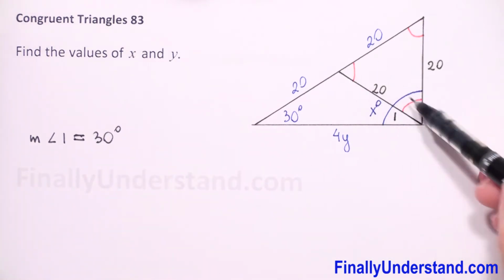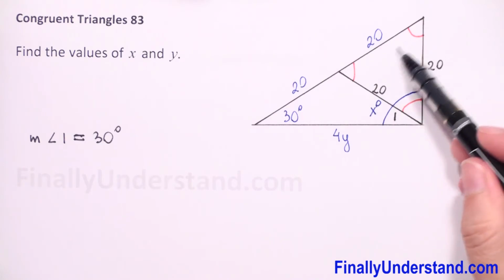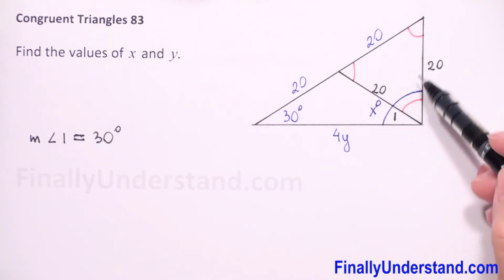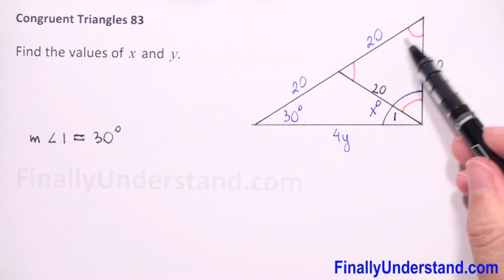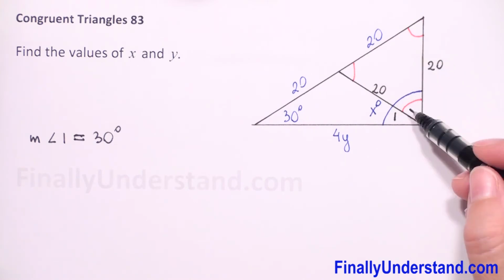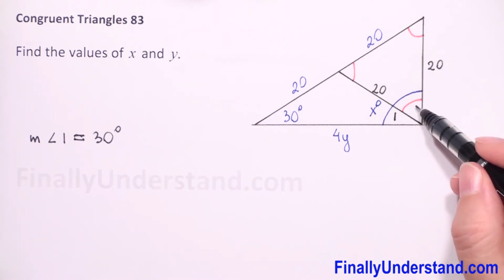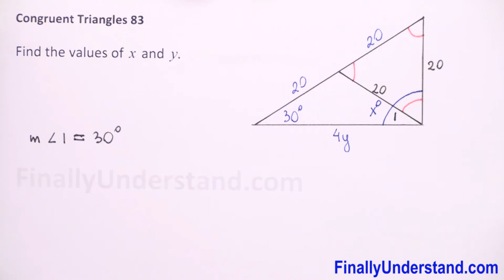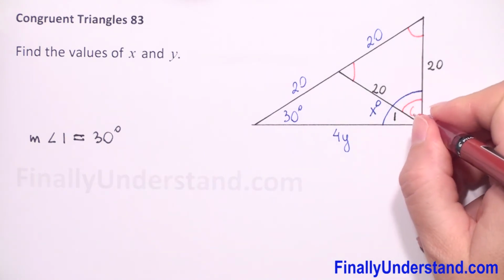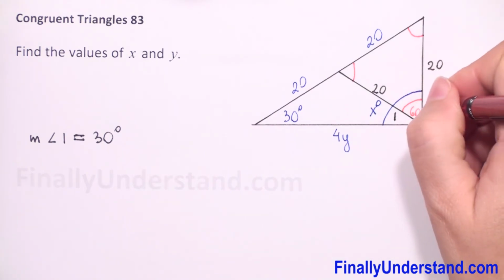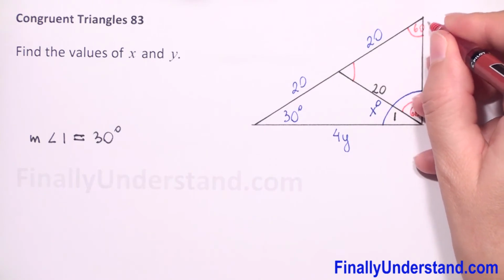Because we have here equiangular triangles, the measures of the interior angles are 60 degrees. So this angle has 60 degrees, and this and that.